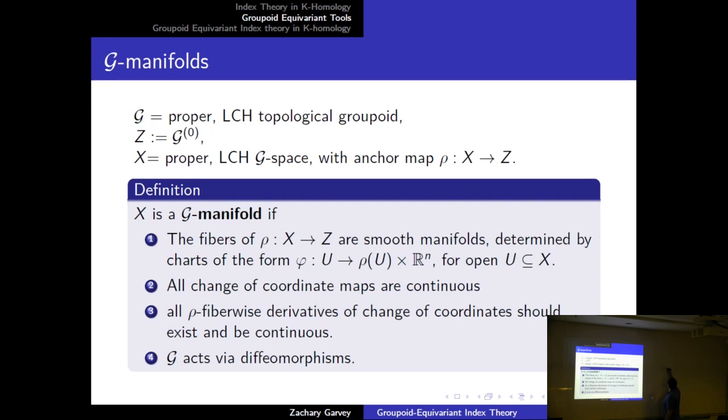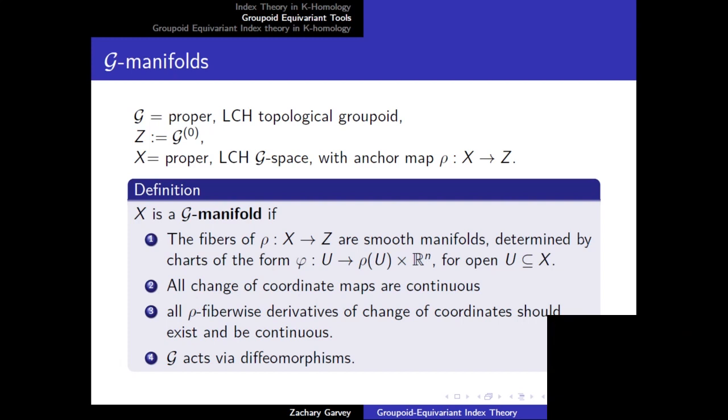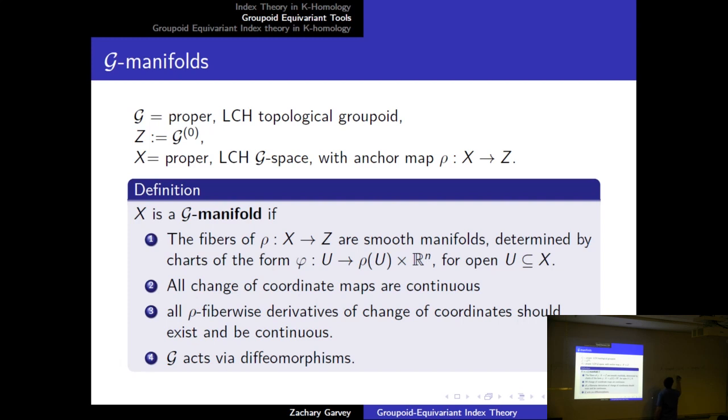So a groupoid is proper if the map (r, s) from the groupoid to its object space Z cross Z is proper. Okay, so that's what I would mean by a proper groupoid.